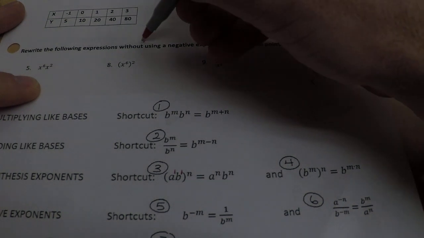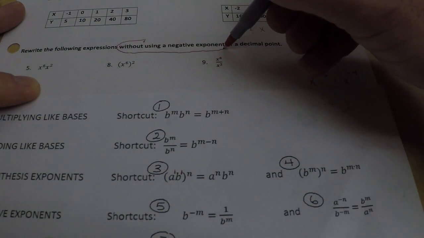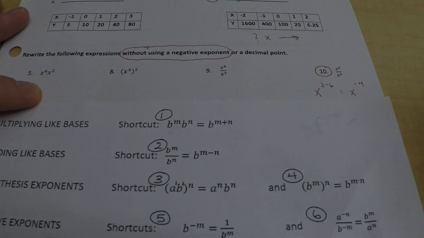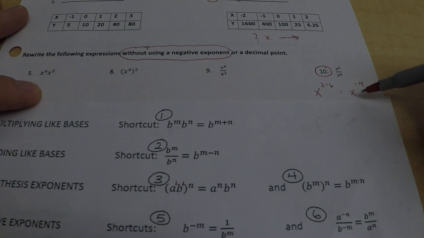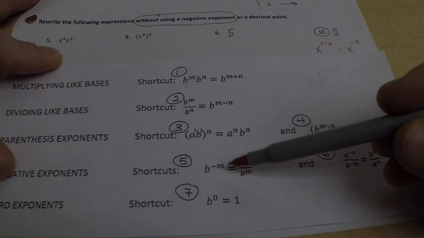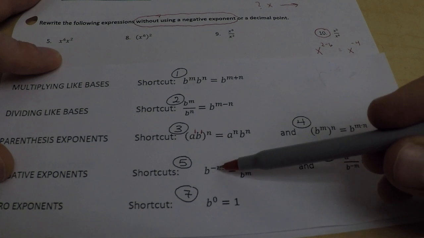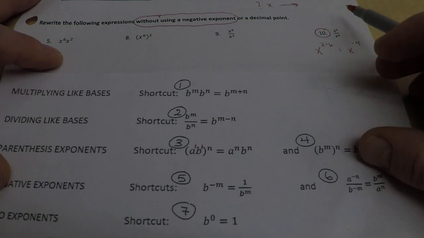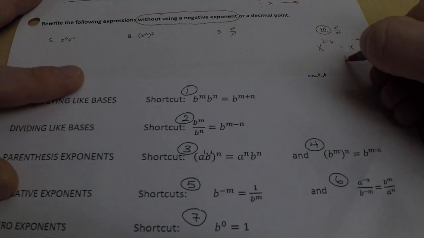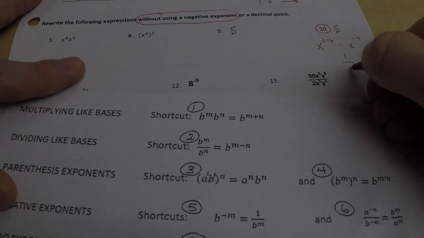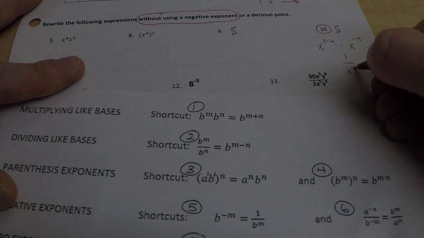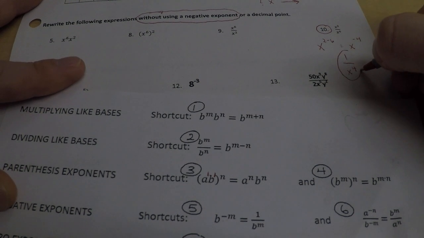But it says my answer is to not have negative exponents. Consequently, I have to change this, and I'm now going to use rule number 5, that if I have a negative exponent, I can just move it to the bottom. So the final answer is 1 over x to the positive 4. And that's going to be my answer.